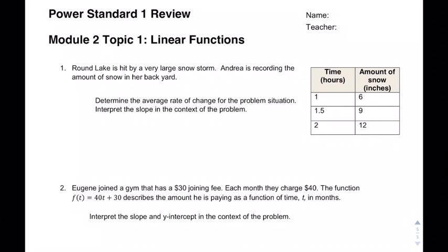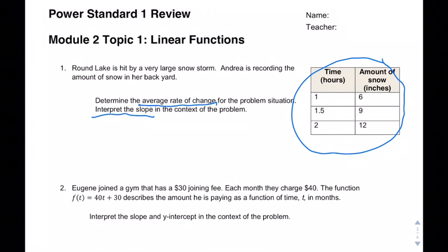So number 1, Round Lake is hit by a very large snowstorm. Andrea is recording the amount of snow in her backyard. Now if we look at the table over here, we can see that after 1 hour there was 6 inches of snow. That's pretty heavy. After an hour and a half, there were 9 inches of snow, and after 2 full hours, there were 12 inches of snow. So the problem says determine the average rate of change for the problem situation and interpret the slope in the context of the problem.